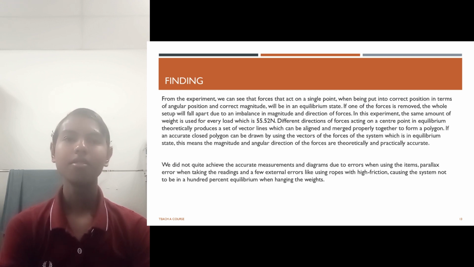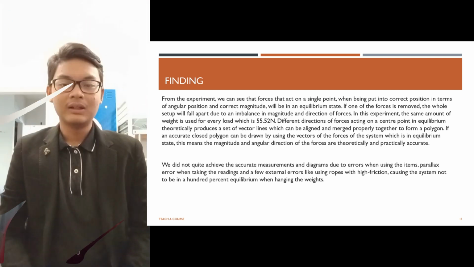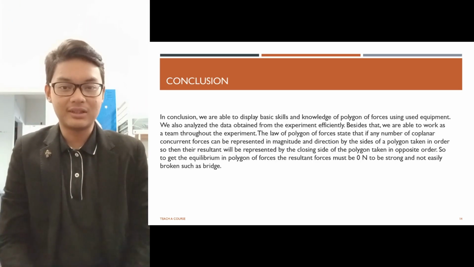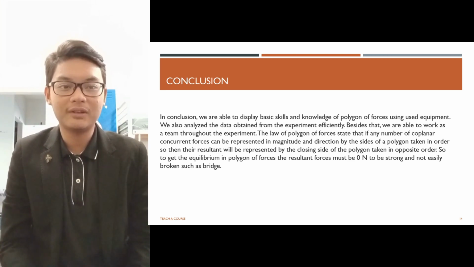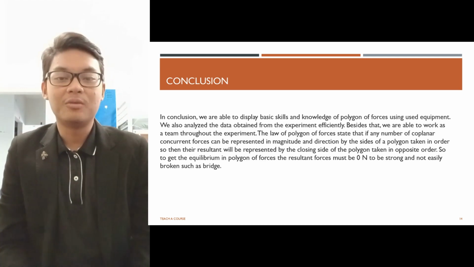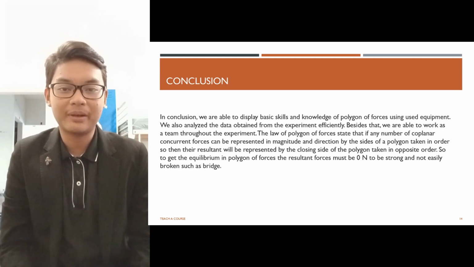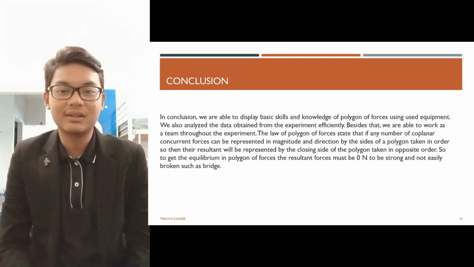If an accurate closed polygon can be drawn by using the vectors of forces of the system, which is in an equilibrium state, that means the magnitude and angular direction of the forces are theoretically and practically accurate. It can be concluded that via this group project, as a team, we were able to display basic skills and knowledge of polygon of forces using homemade equipment. We also analyzed the data obtained from the experiment efficiently and were able to work as a team throughout the experiment.